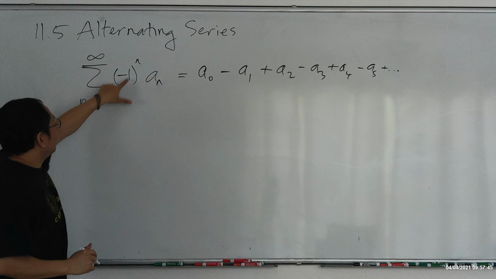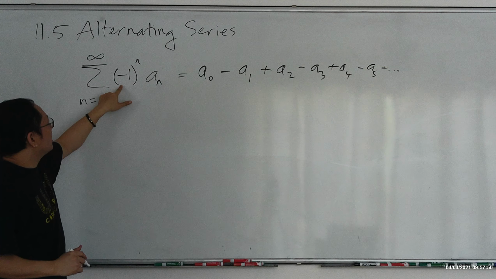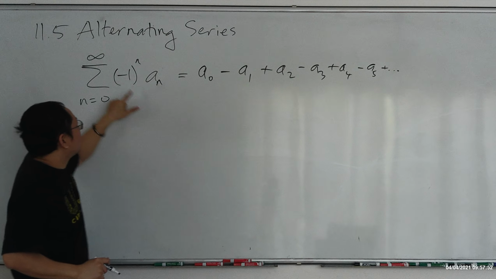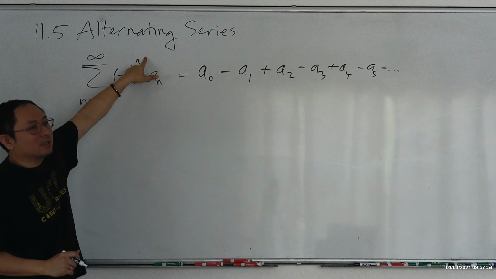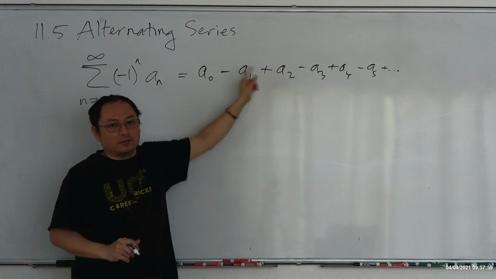The (-1)^n right here is just a technical way of expressing the sign change, right? Because -1 raised to an even exponent is going to give you a positive number. An odd exponent gives you a negative, right?